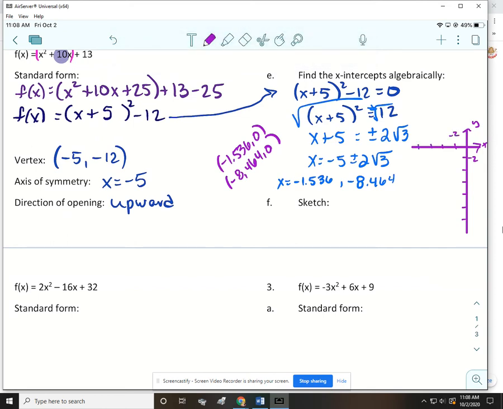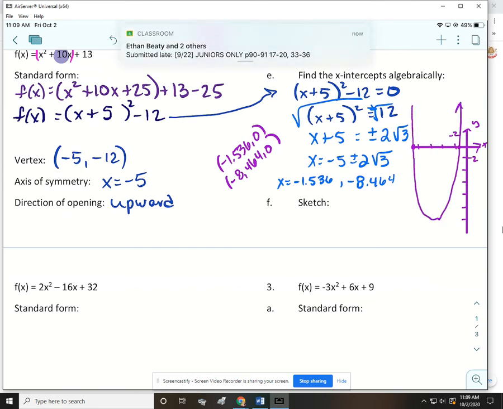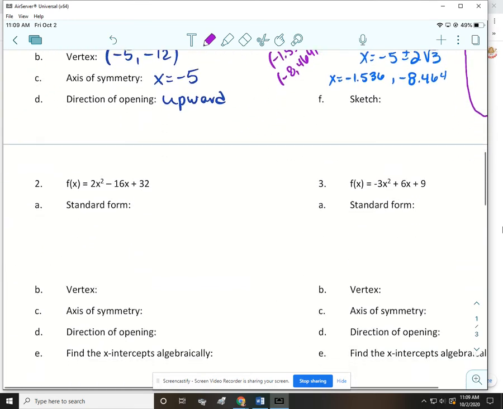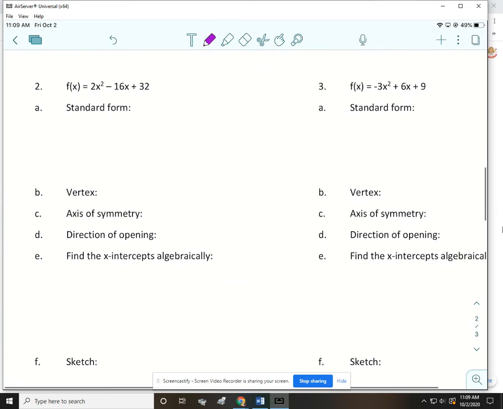All right, so I have -5, -12 for my vertex. And then I have an x-intercept that is almost -8.5, so we'll put that there. And one that's almost -1.5, so we'll put that there. And then we'll just draw this, open it upward. We'll just draw a U-shaped graph. It's not beautiful, but that's okay. Okay, so that's a lot of steps, but none of them are crazy hard, but we can do them.